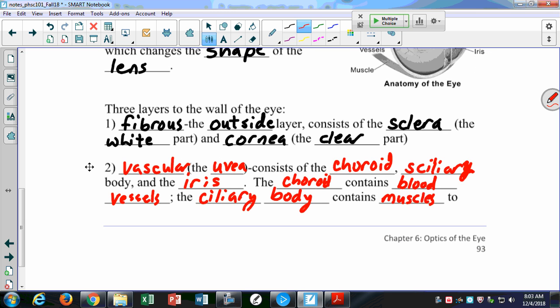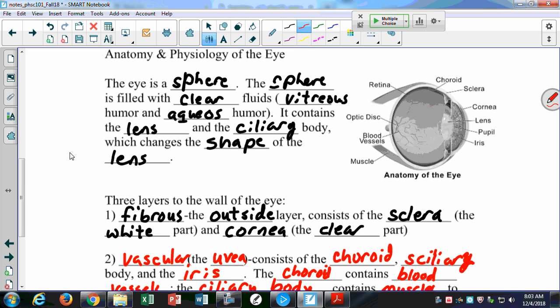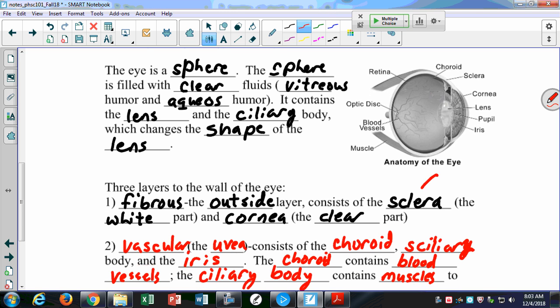So this is the same as the one up there because you've got the S up there, next to the eyeball. It says the lens and the ciliary body. Oh no, that's something different. That's the sclera. The sclera is the white part. That's not the ciliary body. The ciliary body is this one.